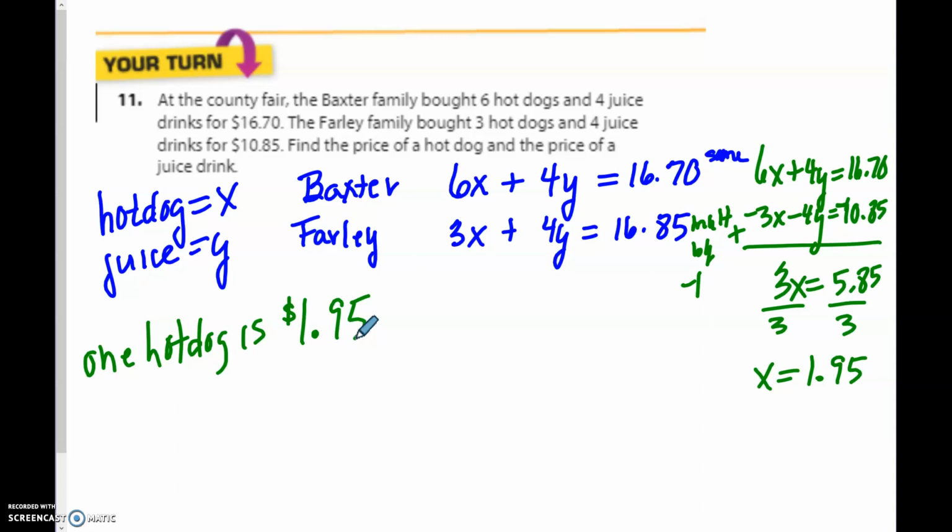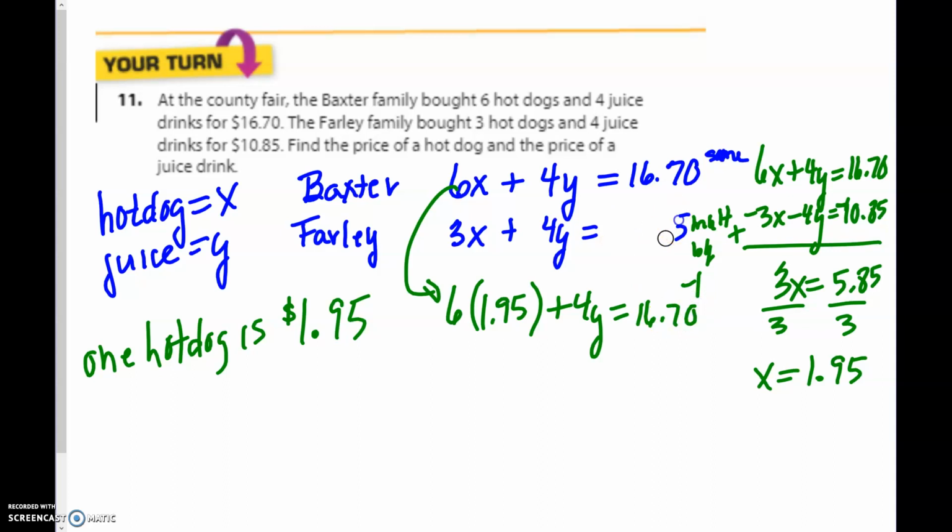So we need to find out how much the juices are. What I'm going to do here is plug this into this top equation. So x is $1.95. So 6 times $1.95 plus 4y equals $16.70. I should probably fix this. This is supposed to be the $10.85. I caught it when I rewrote the equation, but I should probably fix it back here in the original. I just don't want you guys thinking that.